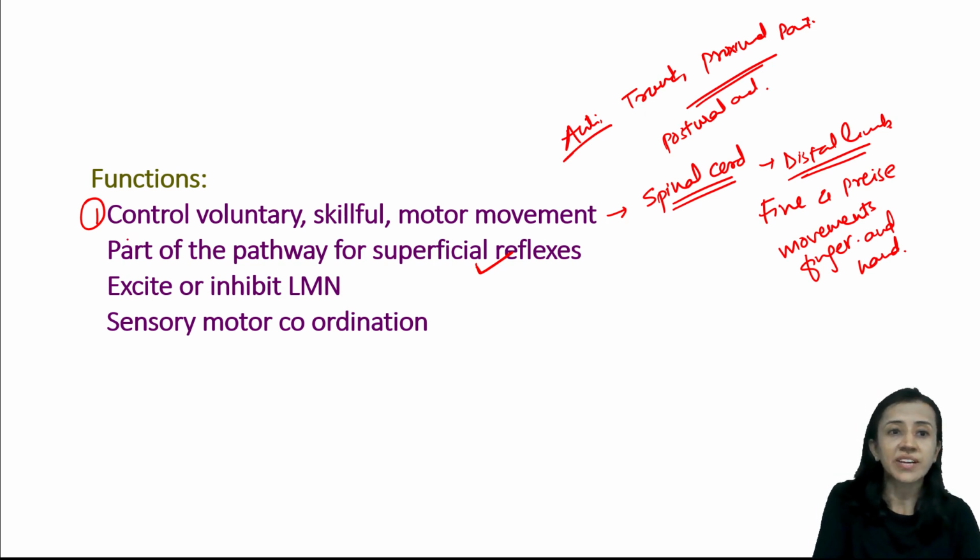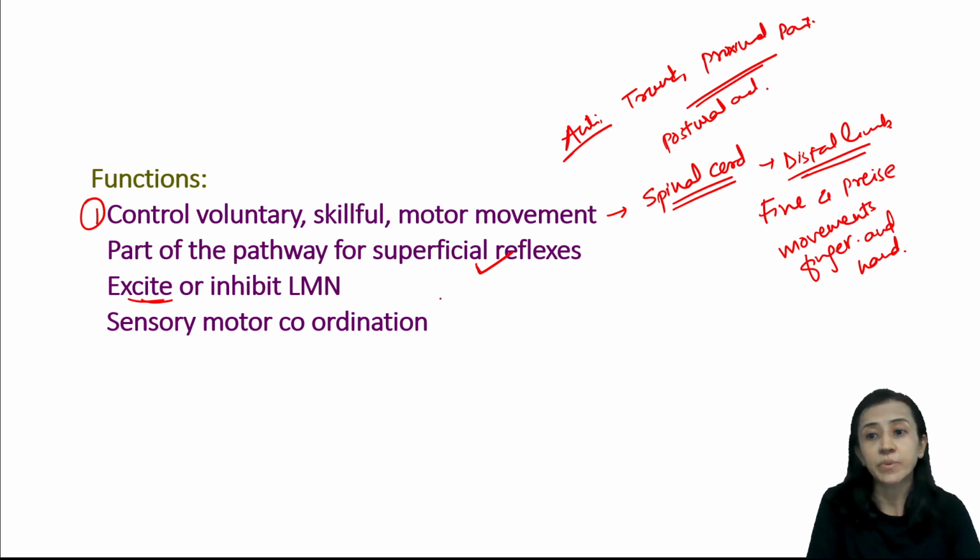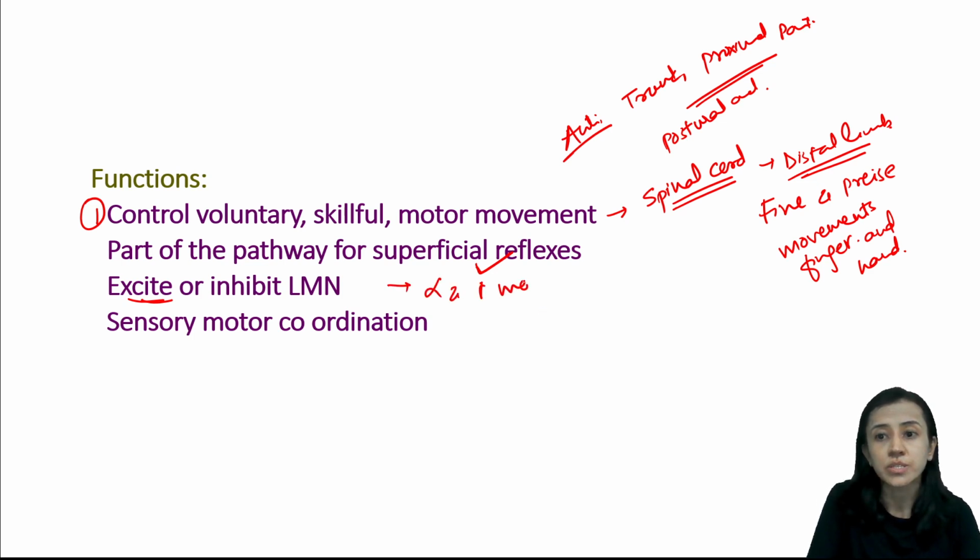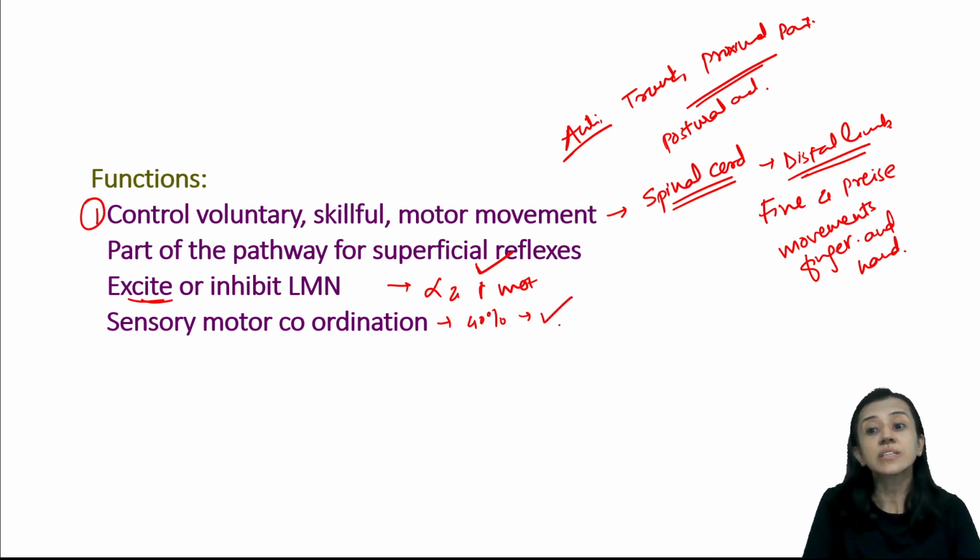The third function of this tract is to excite or inhibit lower motor neurons. Some of the corticospinal fibers have excitatory synapses with alpha and gamma motor neurons, so they can either excite or inhibit the lower motor neuron. The fourth function is sensory motor coordination, because, as we have discussed, 40% of the fibers of these pyramidal tracts originate from the somatosensory cortex. Therefore, they are concerned with sensory motor coordination also.